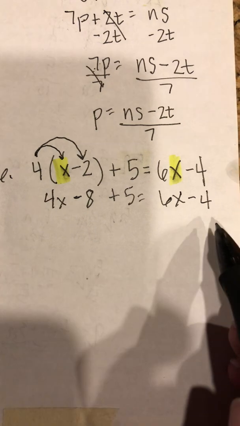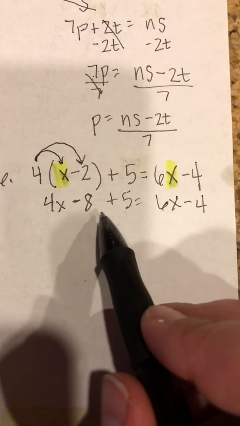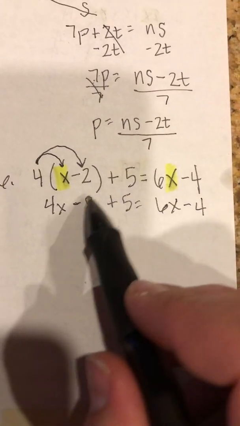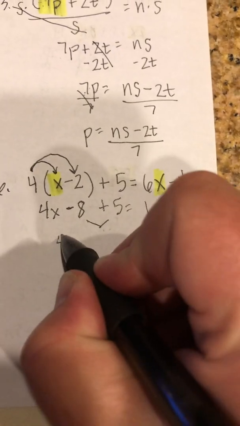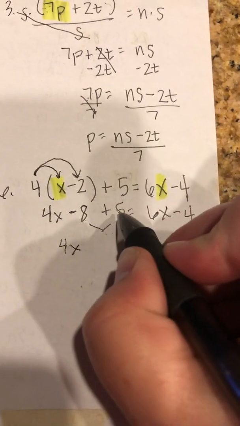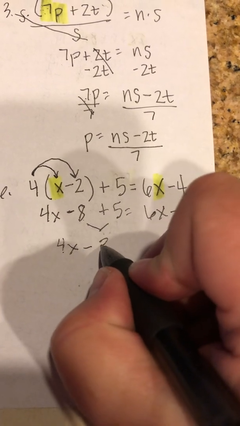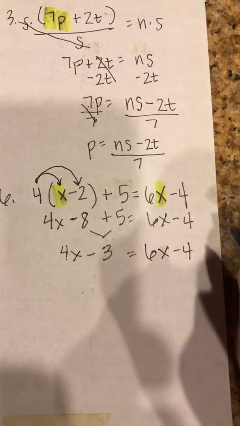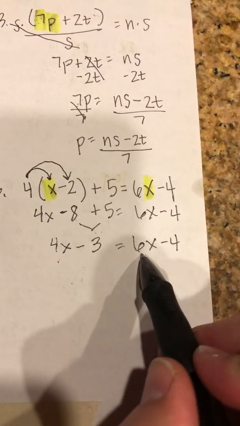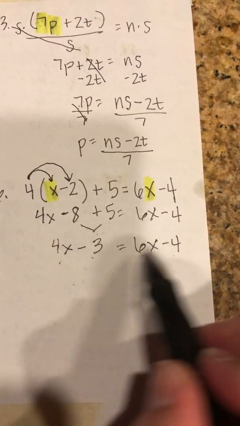And then normally what I like to do is go to the sides of the equal sign and see if I can combine. And these are like terms, so I can combine these. So I'm going to keep the 4x, a negative 8, and a positive 5 is a negative or minus 3, equals 6x minus 4. And then I need to combine my variables, and I need to combine my constants.